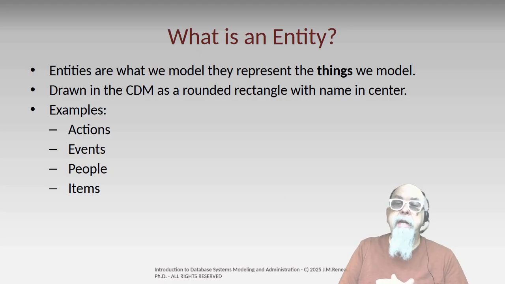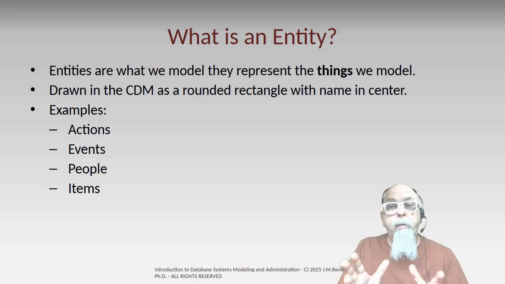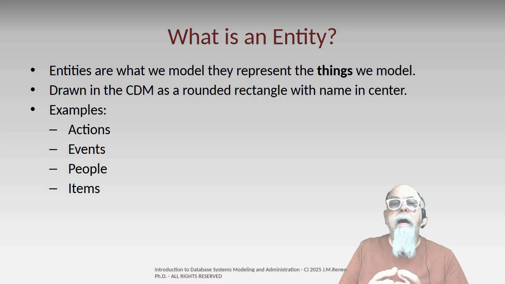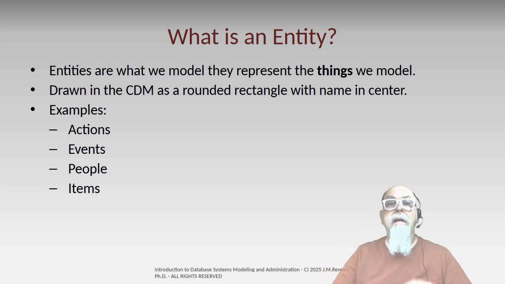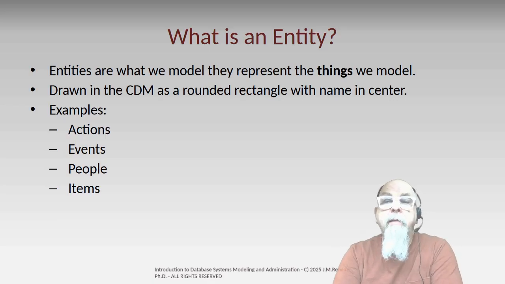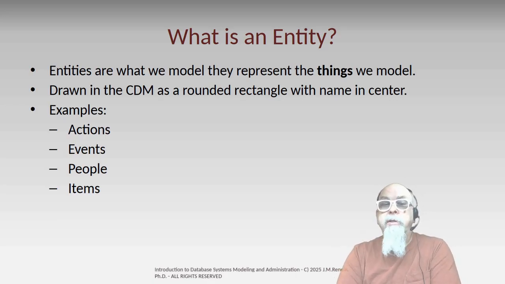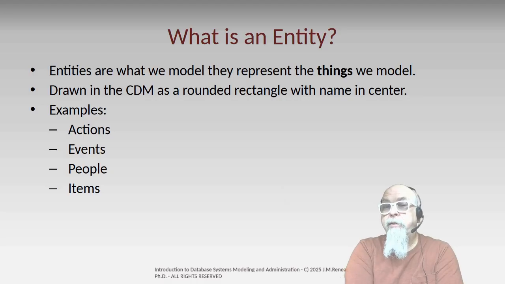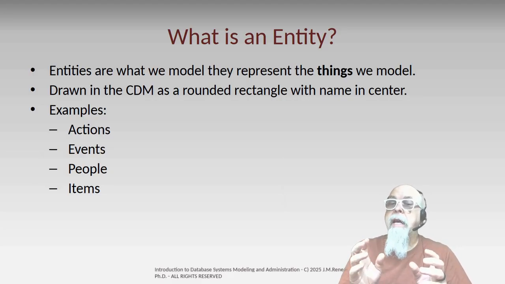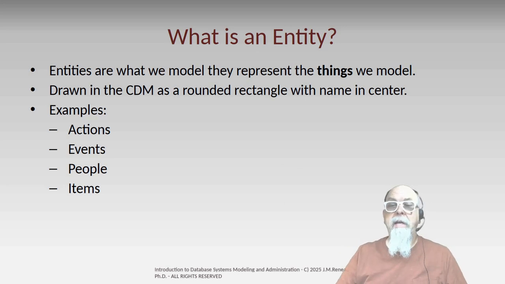In a conceptual data model, the way that I want us to draw it is a rectangle with little rounded edges around the outside, with the name of the entity in the middle. Examples: actions, events, people, items. Let's think of a retail store. A customer would be an entity. The item we're selling would be an entity. The store would be an entity, especially if we had multiple stores. An order would be an entity. So we can see kind of what entities are, and we'll see a lot of entities as we go through this presentation.